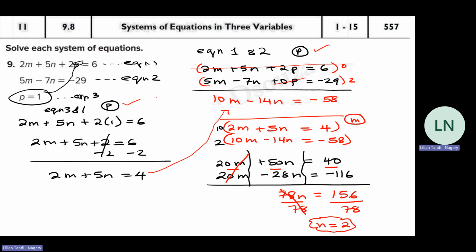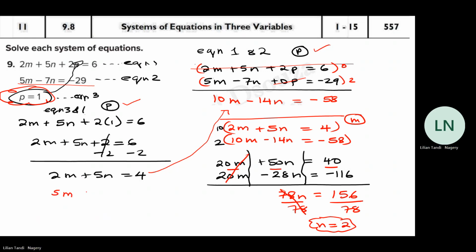So don't make the mistake I made. When you eliminate p, you have to get another 2 sets of equation and eliminate the same variable. So we have p and we have n. So let us find m. I don't care, use this equation, small work.